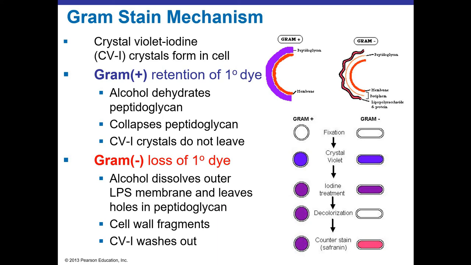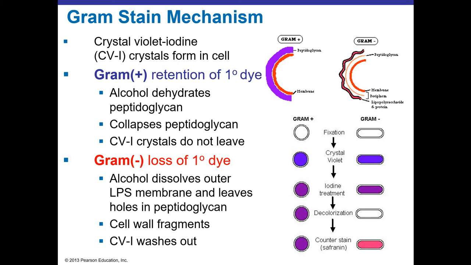So alcohol begins to dissolve that outer LPS membrane and then leaves just that thin monolayer of peptidoglycan. It's very thin and fragile, so without the protective membrane, that cell wall begins to fragment, and the crystal violet iodine complex then easily washes out, leaving the cell decolorized. And if we looked underneath the microscope, we wouldn't be able to see it.